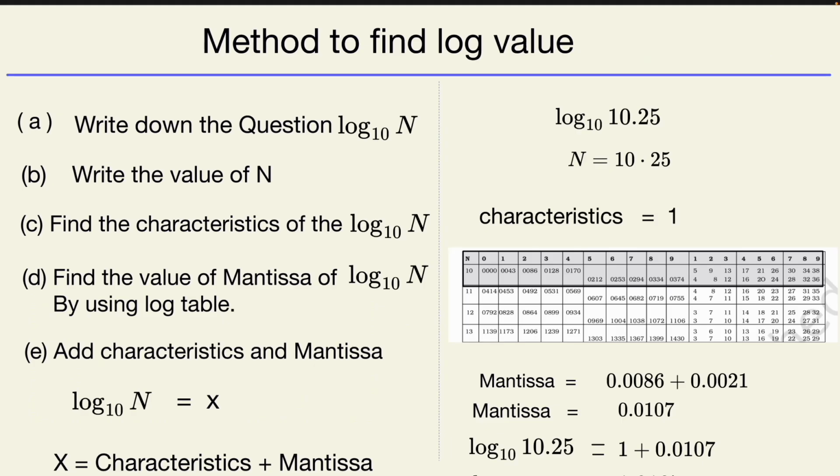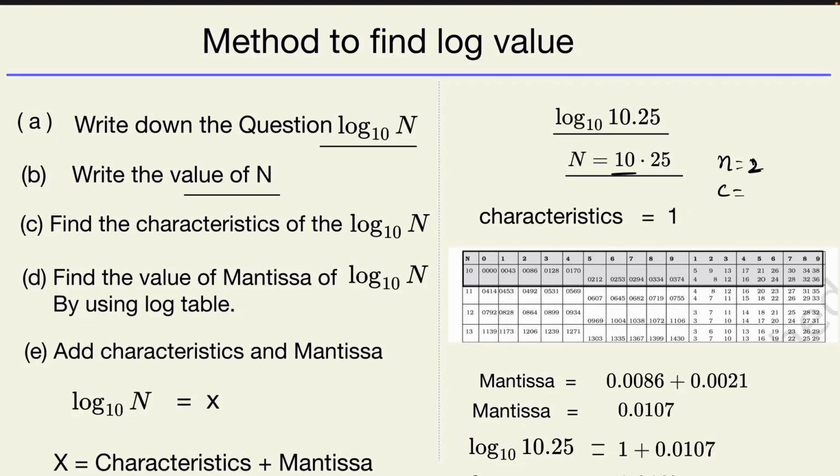So here, the first method is we write down the given question. Like here, our question is log 10 to the power 10.25. And now after that, we write the value of n. What is the n value? 10.25. So here, first work is to find the characteristic of it. So what is the characteristic in this case? How much is n? n is equal to 2.